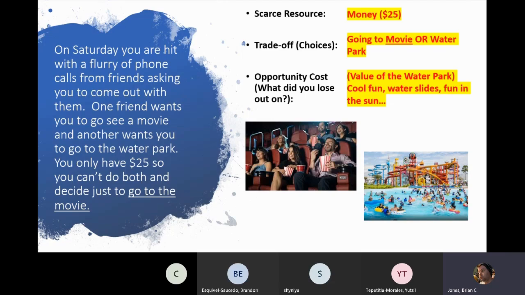On Saturday, you're hit with a flurry of phone calls from friends asking you to come out with them. One friend wants you to go see a movie. The other wants you to go to the water park. You only have $25, so you can't do both, and you decide to go to the movies. So what is the scarce resource we're dealing with here? Why do we have to make a choice here? What's scarce?